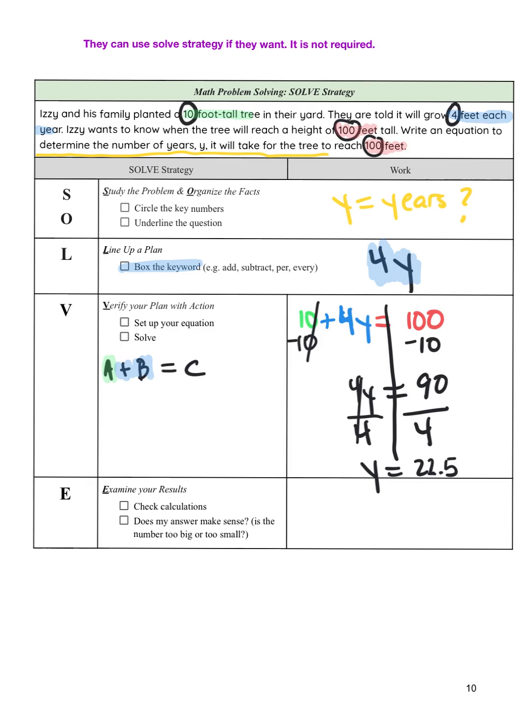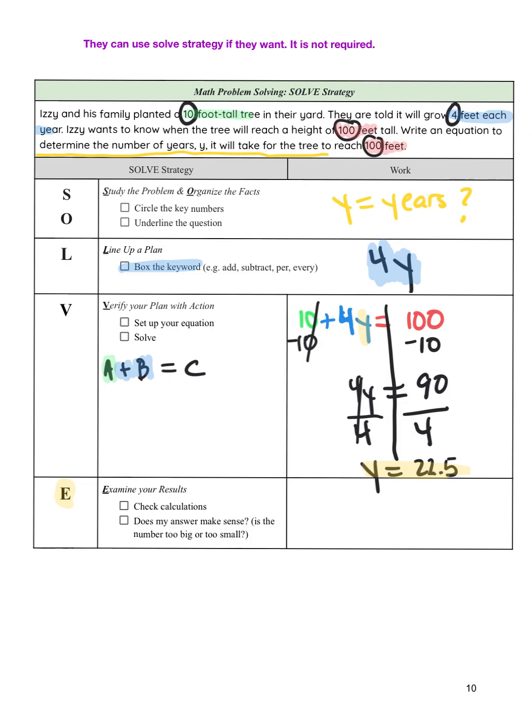Does that make sense? Yeah, we want to see it's going to be 100 feet. Probably won't take 100 years. Am I really sure? How can I check? Well, to check, you can always, when you're examining, just put the answer back into the equation. So that would mean, does 10 plus 4 times 22.5 equal 100? Yes, so then my answer makes sense.